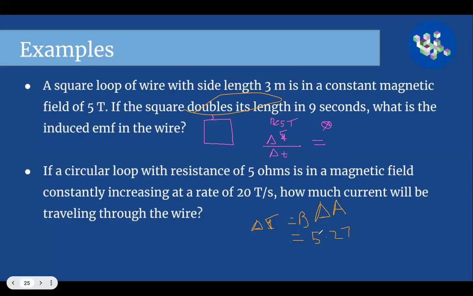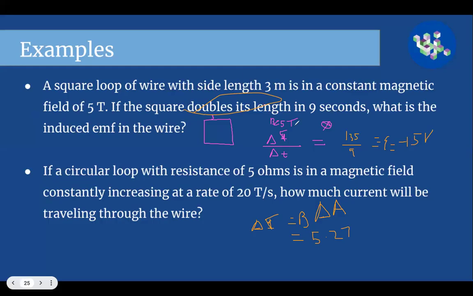Now, change in flux divided by change in time. Also, I have 5 times 27, right? So 135, divided by change in time, which is 9 seconds, equals the EMF. And you'll find it's equal to 15 volts. And remember, it's actually negative, so it'll be negative 15 volts, because it opposes the change in the flux.